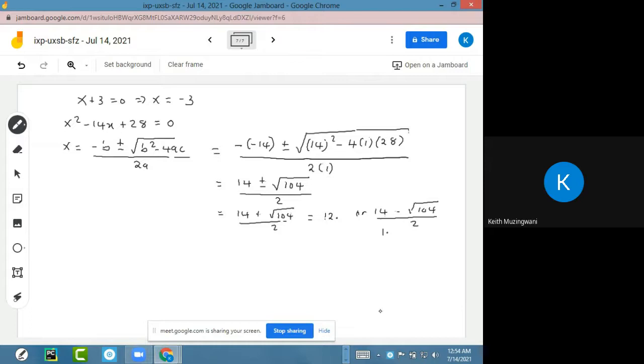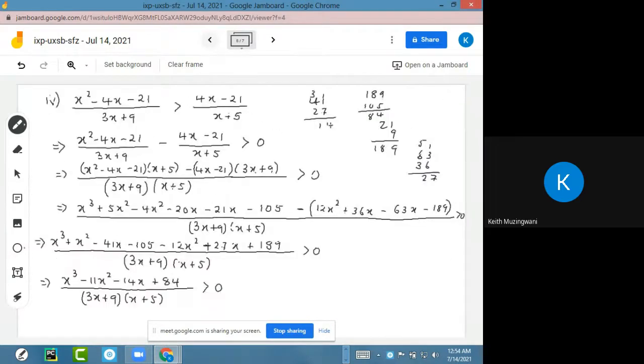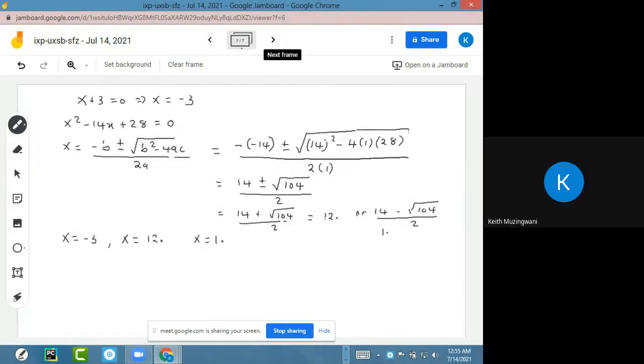So far we have x is equal to negative 3 as a critical value. We have x is equal to 12 point something. We also have x is equal to 1 point something. So let's go back and check what we have in the denominator. In the denominator, we have 3x plus 9 and x plus 5. So we have 3x plus 9 equated to 0. It will give us 3x is equal to negative 9. So x is equal to negative 3 when you divide by 3. We also have x plus 5 is equal to 0, so x is equal to negative 5.